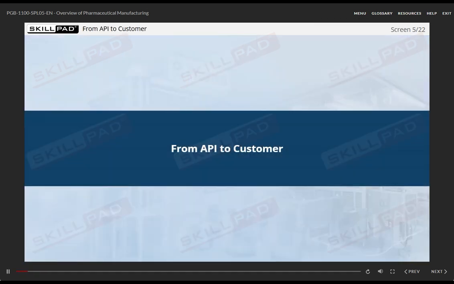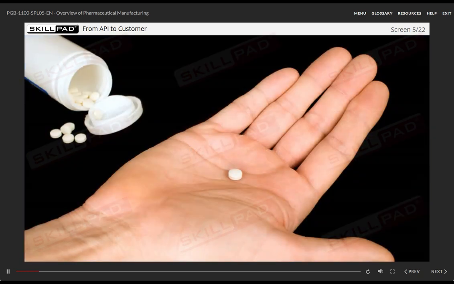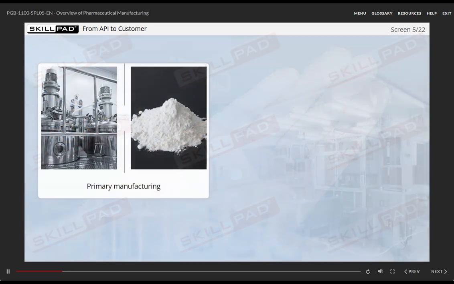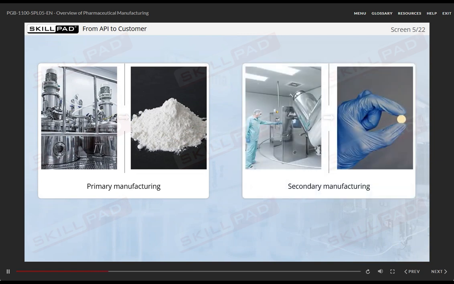From API to customer. Pharmaceutical manufacturing involves two major stages. Primary manufacturing, or processing, is the production of the API by an API manufacturer. In secondary processing, finished dose manufacturers take the API and combine it with other ingredients that give the drug product its physical characteristics. These ingredients are called excipients.